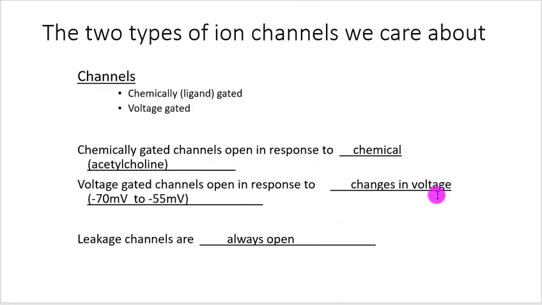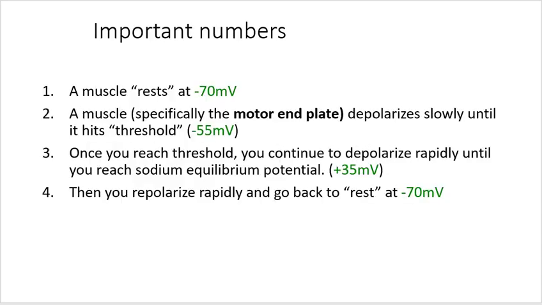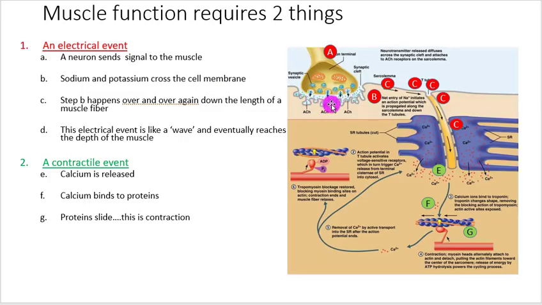All right, so now that we have a grip on the different types of ion channels, let's actually look at an action potential. This is a set of numbers that are really important to know. A muscle rests at negative 70 millivolts. A muscle, specifically the motor end plate. Again, what's the motor end plate? The motor end plate is this little patch of skeletal muscle membrane. That's the motor end plate.